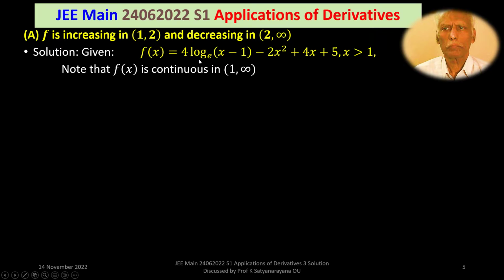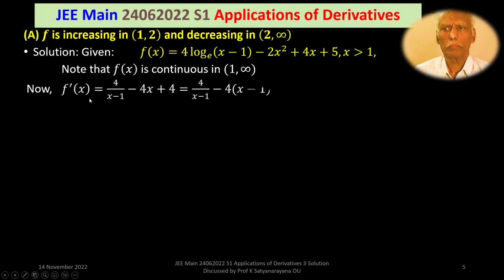Logarithm is a continuous function. Log x is a continuous function, and this being a second degree polynomial, and every polynomial is continuous. The sum of 2 continuous functions is again a continuous function. Therefore, f(x) is continuous in the open interval (1, ∞). So, to talk about the increasing and decreasing nature of the function, we have to first consider the first derivative.